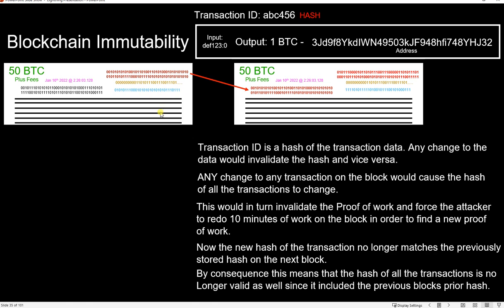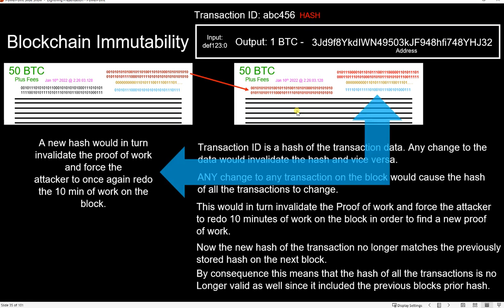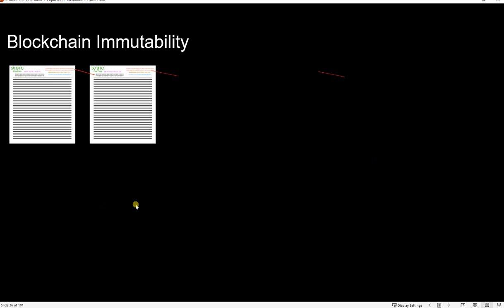After I do that 10 minutes of work, the next block that was created after it, this hash gets changed. It's a new hash, and the whole process starts over. Since this hash changed, this hash with this data would give you a new hash here, and this new hash here won't work with this proof of work. So you have to redo 10 minutes of work on this block. A new hash would in turn invalidate the proof of work and force the attacker to once again redo the 10 minutes of work on the block.